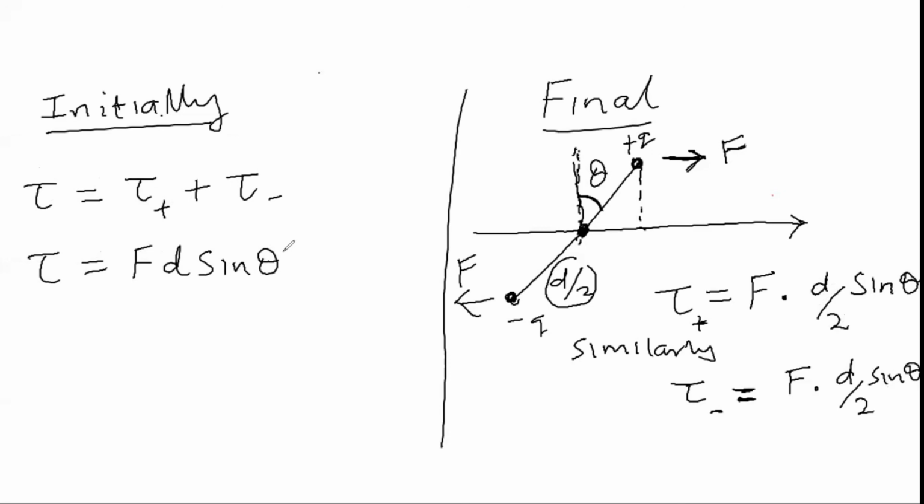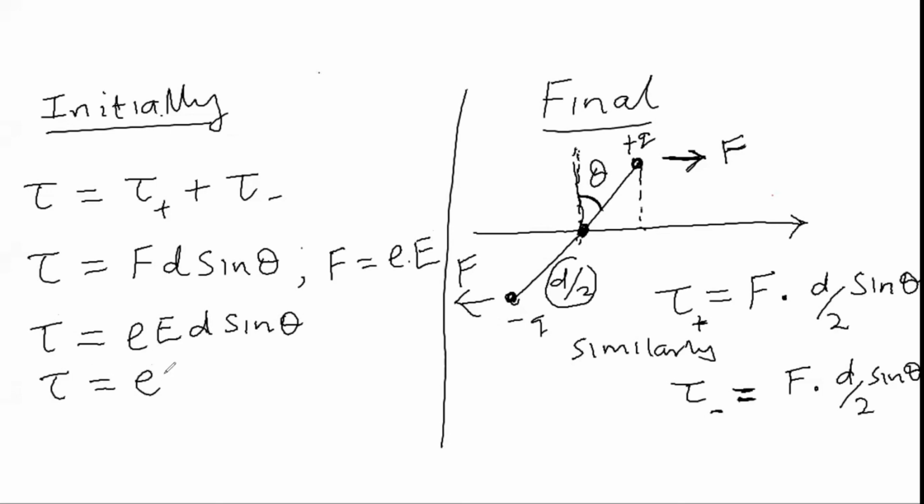Now, what is F? We have already established that F is nothing but E times q. So the torque will be given by q times E times d times sine theta. Then I can rearrange this and write it as q times d times E times sine theta. Why have I rearranged it? Because I want you to have a look at this. What is this?